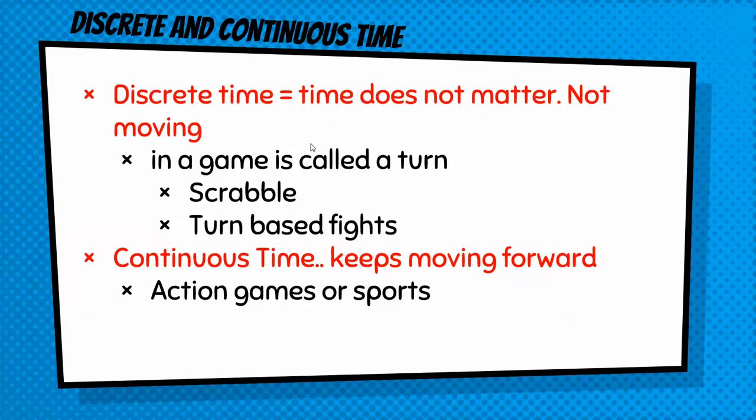It's not moving. It'd be like a Scrabble game where you have as much time as you want to figure out and take your turn. Or in some video games where you have a turn-based fight where you get to choose whatever you're going to do and then do it. Or like a Pokemon battle or a card game where you decide what you're going to do and do it. Time doesn't really matter. Sometimes a game like chess could go both ways. In chess, it doesn't matter unless you're timing it, like, okay, you only have 3 minutes to make your move, and then it starts to matter. Then you have continuous time, where it does keep moving forward, like action games or sports where you have to get something done in a particular amount of time.